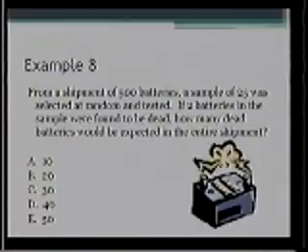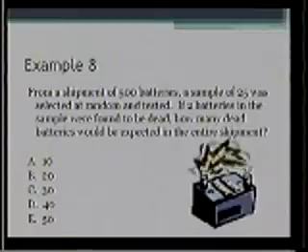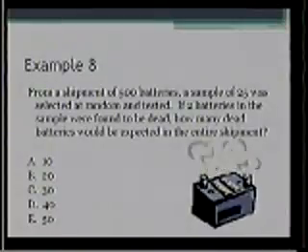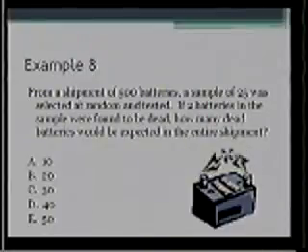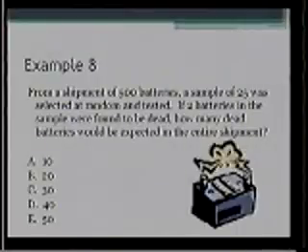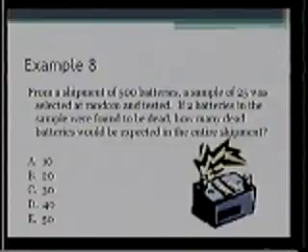What you'll need to know next is to develop and to evaluate inferences and predictions or draw conclusions based on data and data analysis. Example 8. From a shipment of 500 batteries, a sample of 25 was selected at random and tested. If 2 batteries in the sample were found to be dead, how many dead batteries would be expected in the entire shipment? If we look at the ratio of dead batteries to the total number in the sample, we get a ratio of 2 to 25.